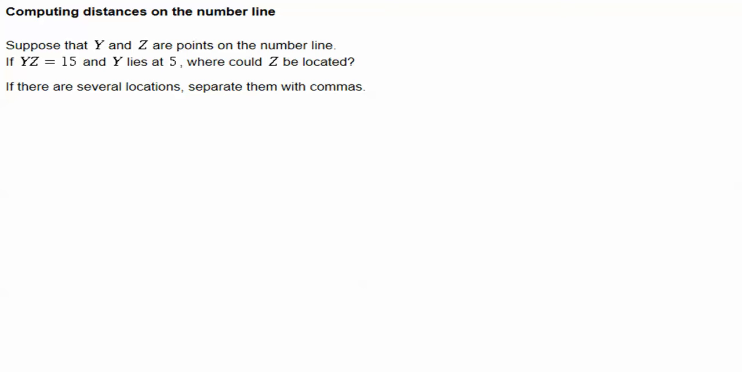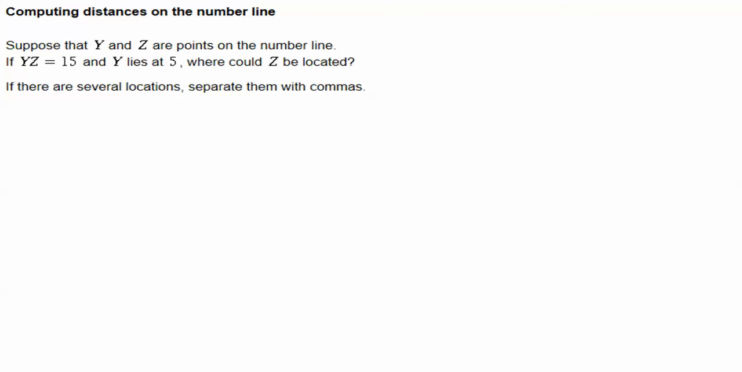This one looks different, but it's basically the same concept. They're kind of stepping up their game and they're asking you to visualize, to decide how to solve the problem. It says, suppose that Y and Z are points on a number line. If YZ equals 15 and Y lies at 5, where could Z be located? If there are several locations, separate them with commas.